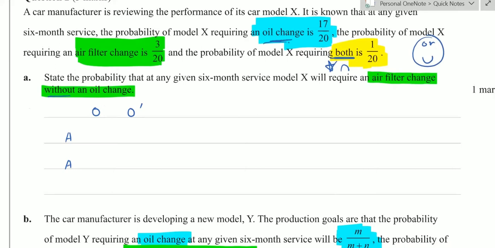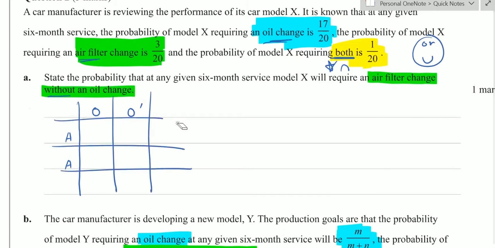O is oil change and A is air filter change. So something like this. And the bottom right here always has to be 1 because the total probability is 1. Then you can start filling it out with the information that we know. Requiring an oil change is 17 out of 20. That doesn't mean only requiring an oil change, that means requiring an oil change in total. So that's the marginal probability. And then we can fill in this box because we know that total has to be 1. So this would be 3 on 20. And then we can fill in the air filter change because it's 3 on 20. And again, we know this is 17 on 20.